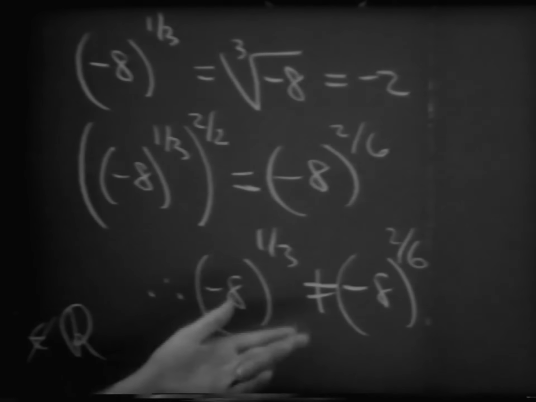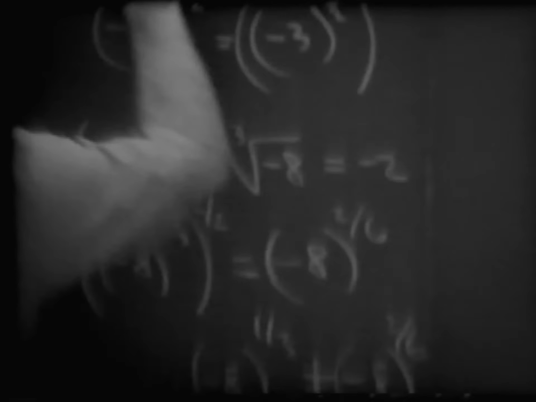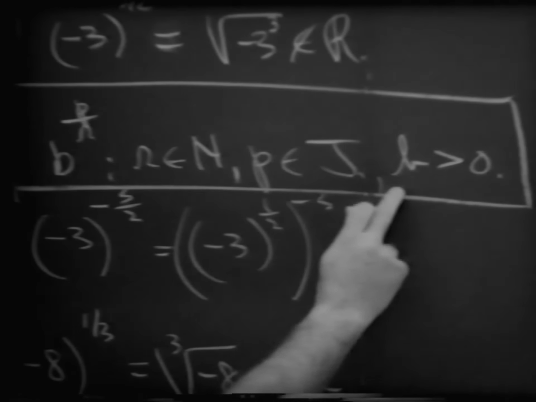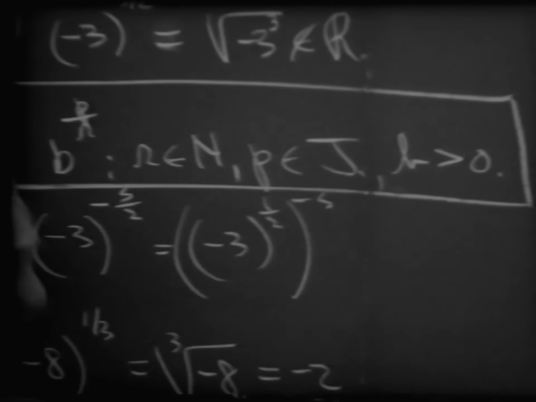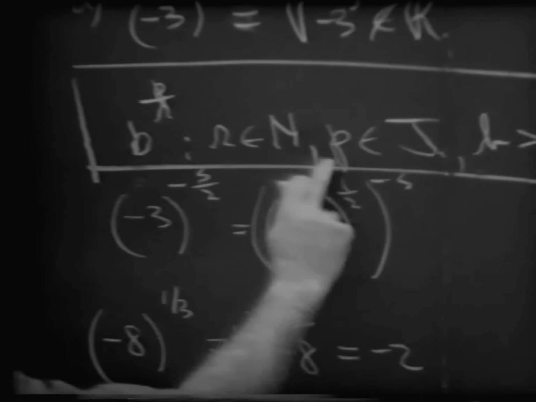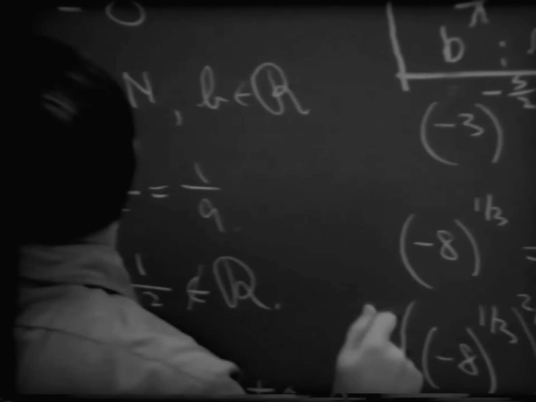And in order to avoid problems like this, we'll just arbitrarily decide that our number b, the base number here, is going to be a number which is greater than 0. Okay? And we then can think in terms of this definition and these restrictions on our numbers for b and p and r. All right? Well, let's look at one or two examples of these.